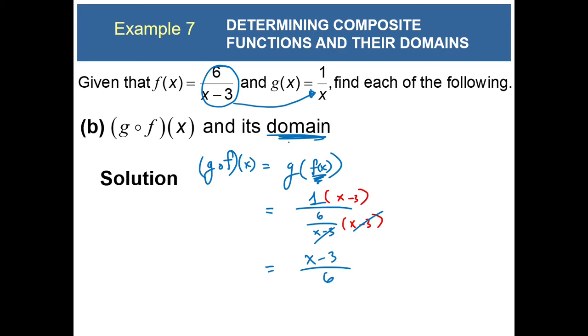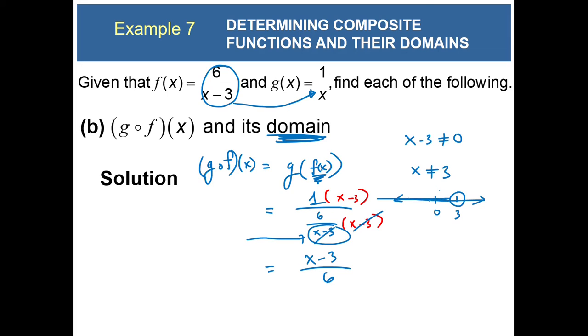To find its domain, again, we look at our steps, making sure that at every moment we're not dividing by 0. Only at one point do we have a potential division by 0, and that's when this expression, x minus 3, is equal to 0. So x minus 3 cannot be equal to 0, and x cannot be equal to 3. So we only have one exclusion, x cannot be equal to 3. So our domain is defined everywhere except at 3.